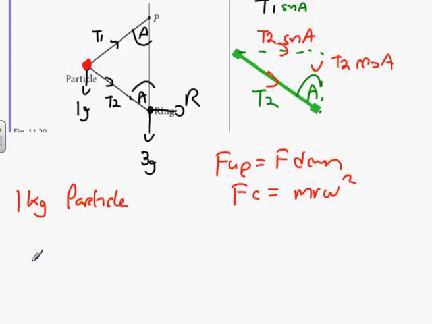T1 cos A on its way up. And what's on the way down? T2 cos A plus 1G. Okay, what about part 2?